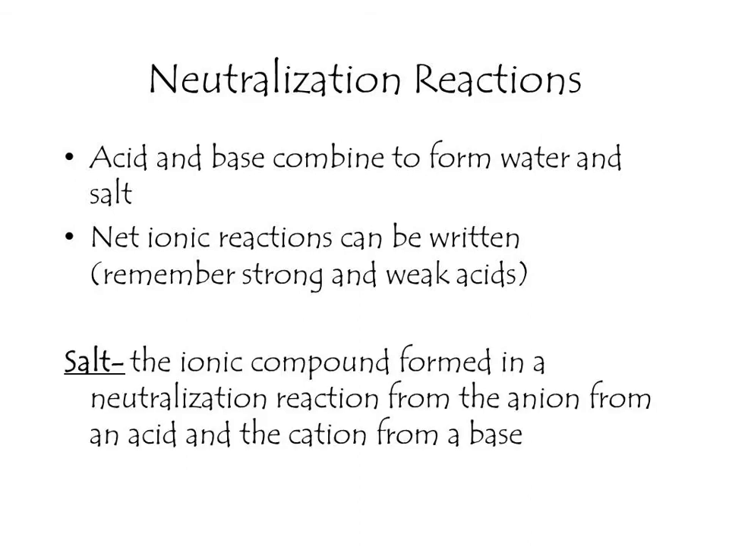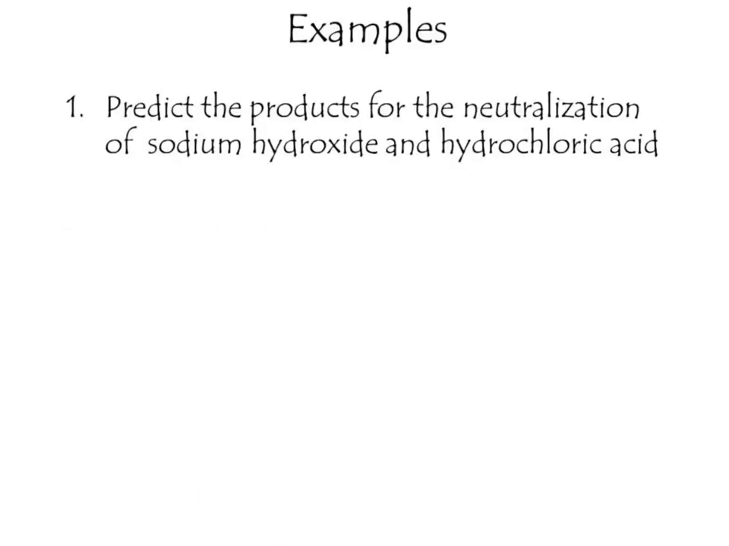Now, just want to remind you, a salt is an ionic compound formed in a neutralization reaction, and it has both an anion from an acid and the cation from the base. So remember, it's like a double replacement. So let's go ahead and do a few examples. In the following examples, we're going to predict the products of the neutralization reaction, and then we're also going to label which is the acid and which is the base.